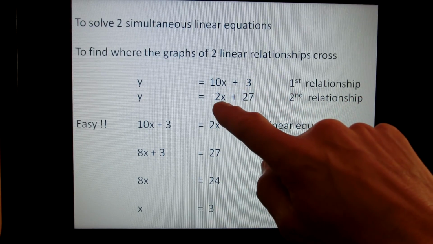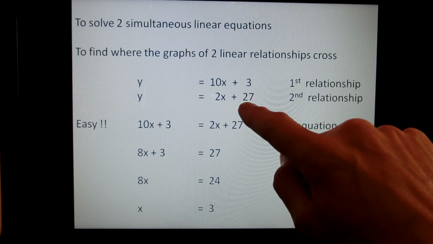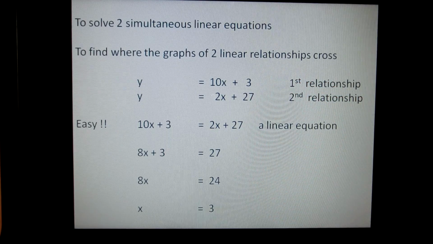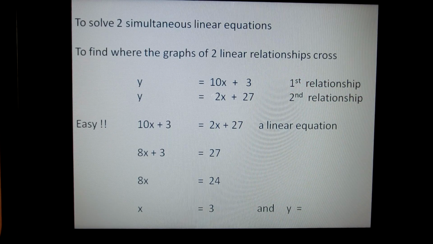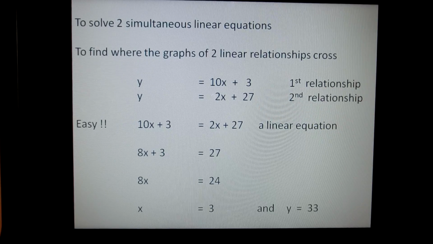Or we can use this one if we wanted to. 2 lots of 3 is 6. 6 plus 27 is 33. So whether we use that relationship or that one, the y value is 33. So we now know the coordinates of the point where these two straight lines cross.